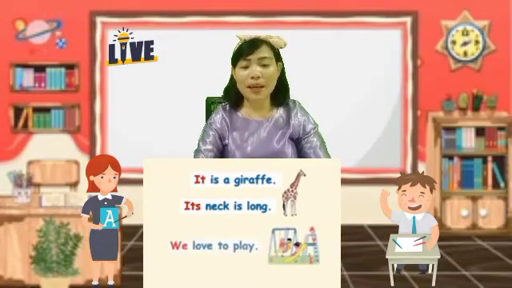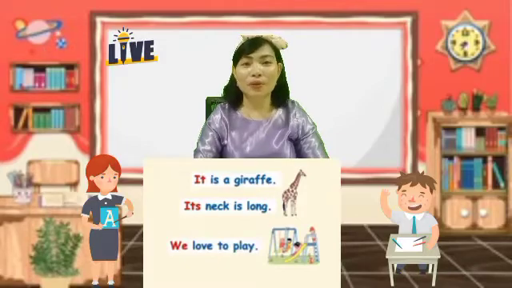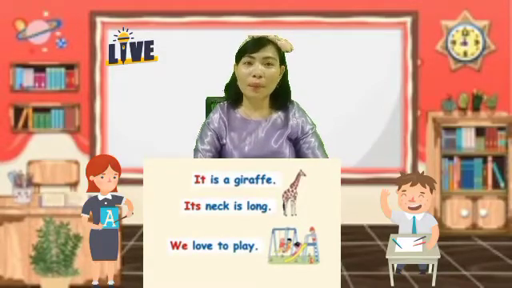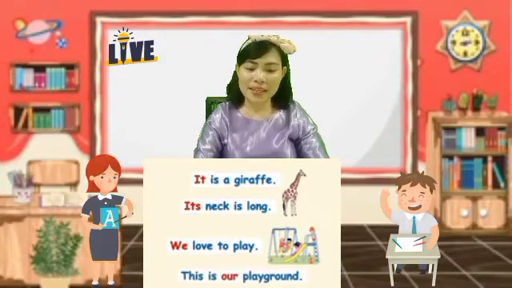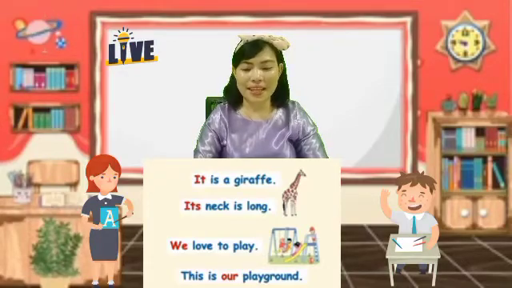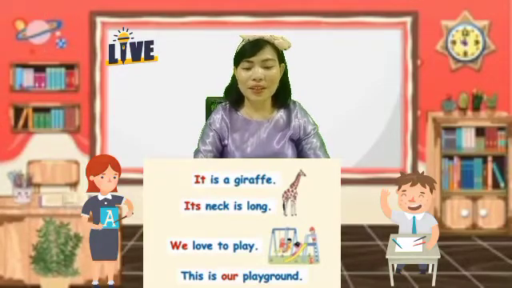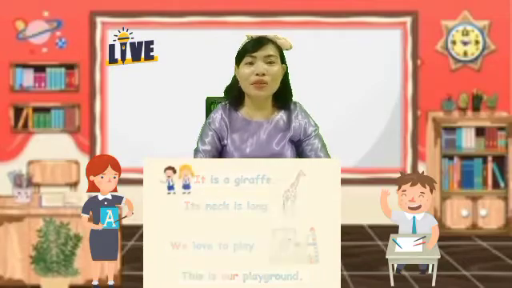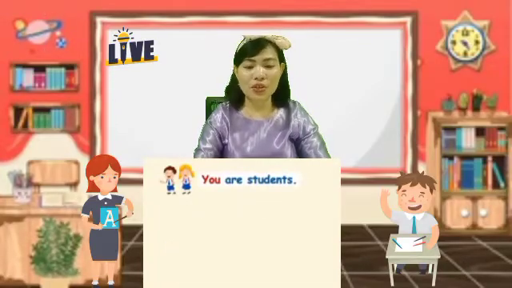Next, we love to play. We is a subject pronoun, more than one or many people. This is our playground. Our is a possessive adjective of we. Alright, kids. So now let's see again. You are students. You, subject you.